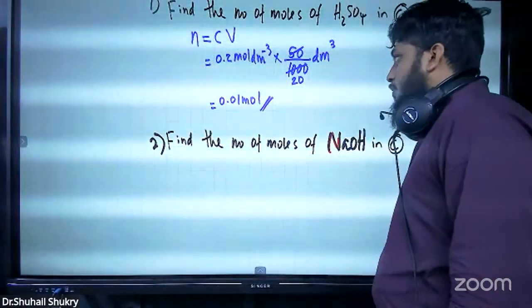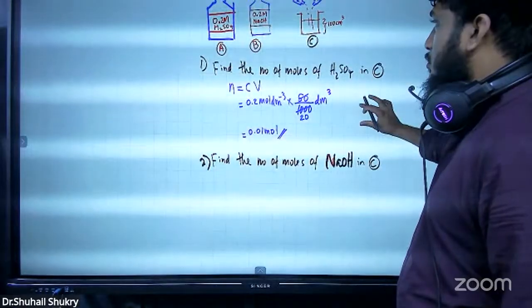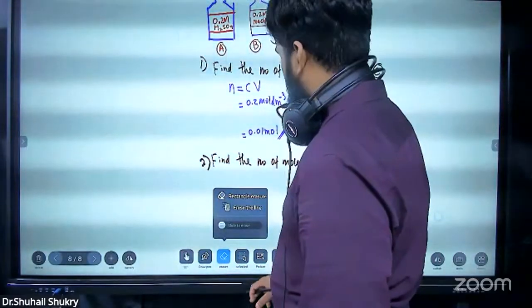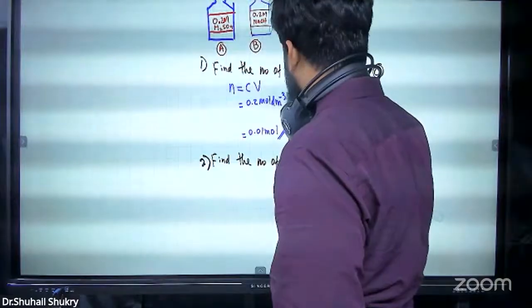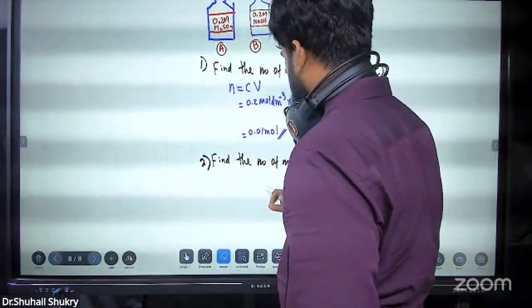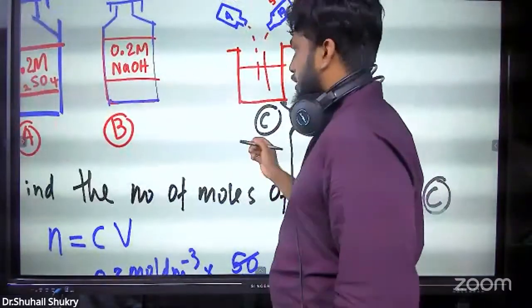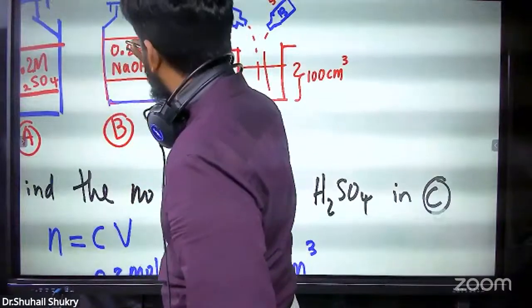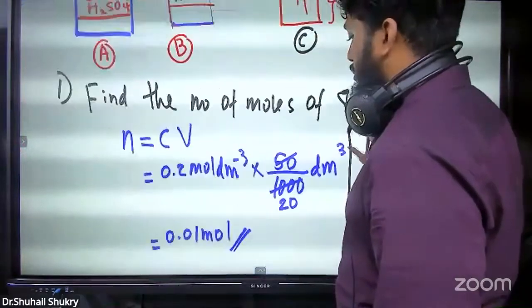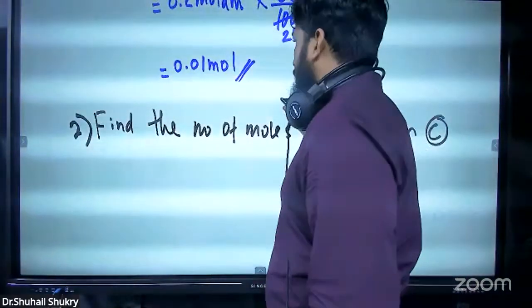Here also, same thing. Shall we change this concentration? 0.2 we will change as 0.8. Then the second one will be: find the number of moles of sodium hydroxide in C.